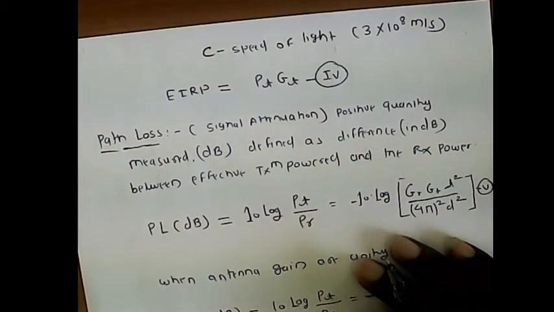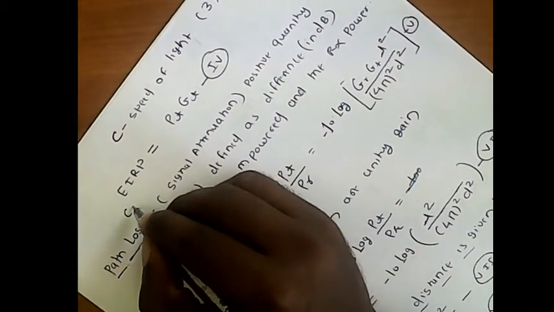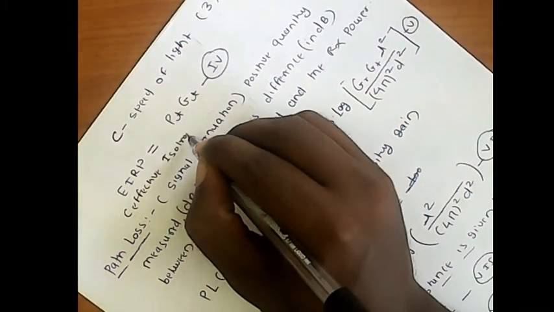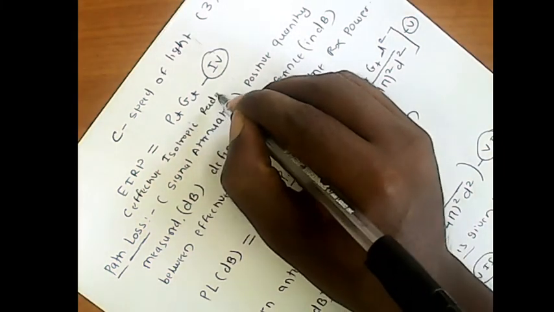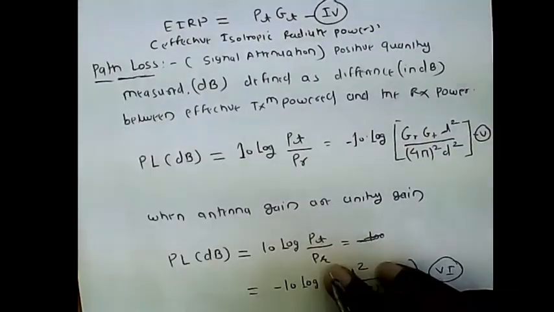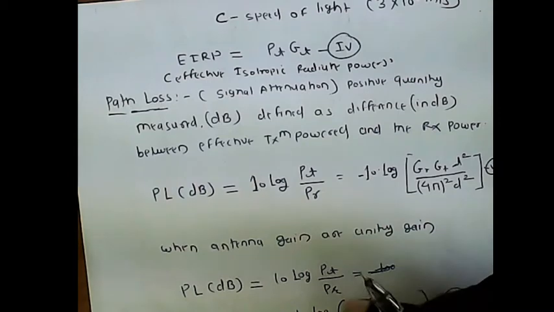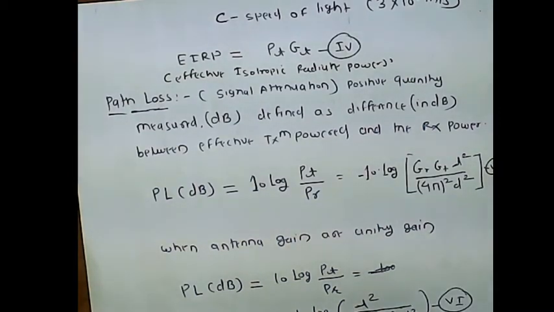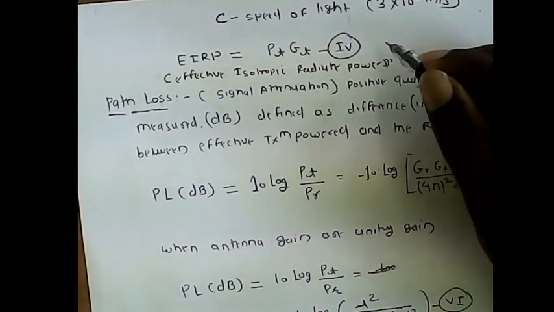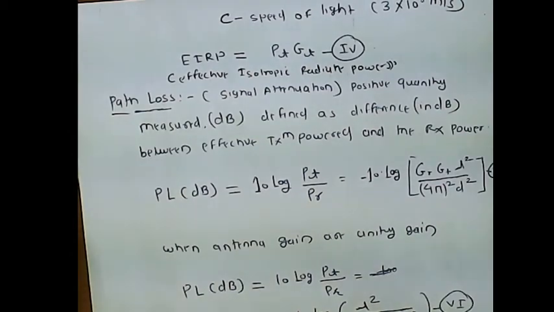We can also define the effective isotropic radiated power. What is meant by effective isotropic radiated power? This power is compared with the isotropic radiator antenna. It is the effective isotropic radiated power of a transmitter, which we can measure in terms of the transmitted power times the gain of the transmitting antenna. This is the equation which gives the effective isotropic radiated power.